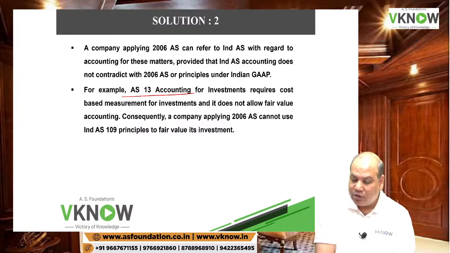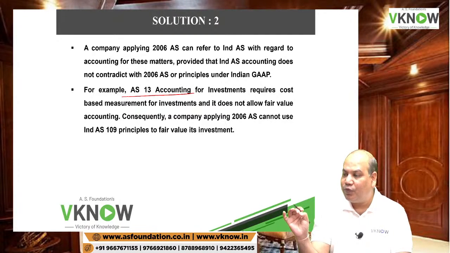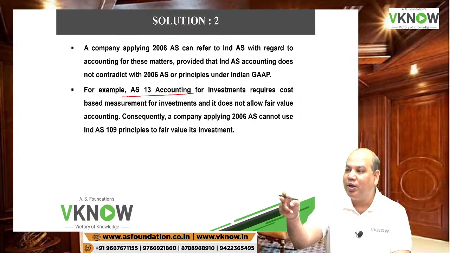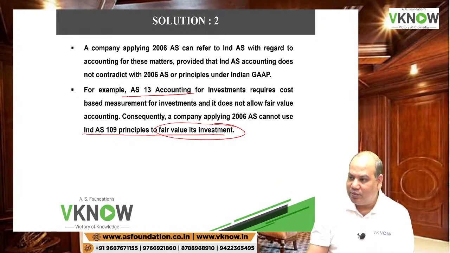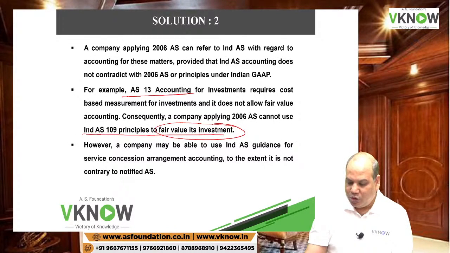Ind AS 13 has provision for investment. In that case, I cannot apply Ind AS 109. Is it right? Otherwise, the company will do the fair valuation and increase the value of investment, and for some items where the value has gone down, they may just follow the old AS 2006. So cherry picking is not allowed.